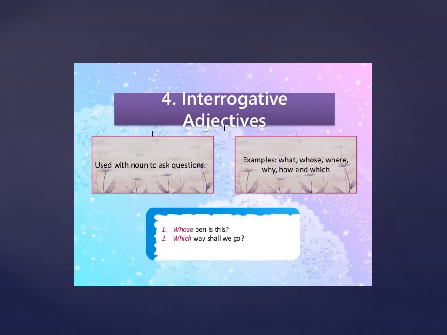Which way shall we go? So the way is described here with the word which. It is an interrogative, the one that is a question. So interrogative adjectives are what, whose, where, why, how, and which, that we are using to ask a question.